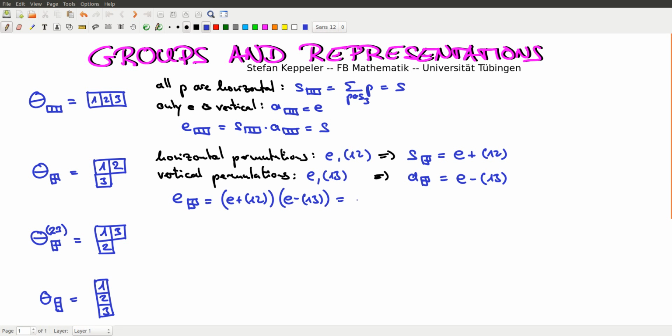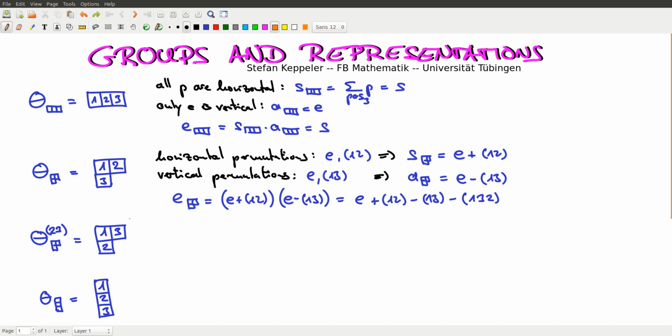We can multiply that out, and we get the identity plus (1 2) minus (1 3) minus, and now we have (1 2) times (1 3). So 1 is mapped to 3, 3 is mapped to 1, 1 is mapped onto 2, and that's it. So we get this cyclic permutation here. So that's the Young operator for this tableau.